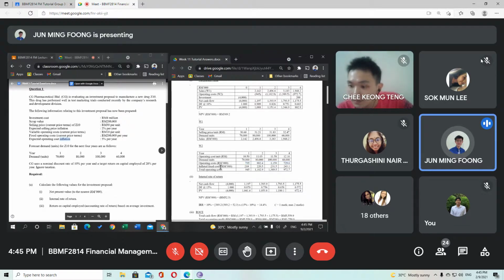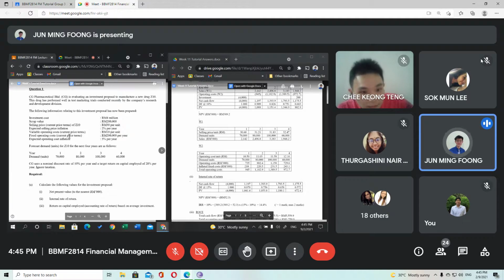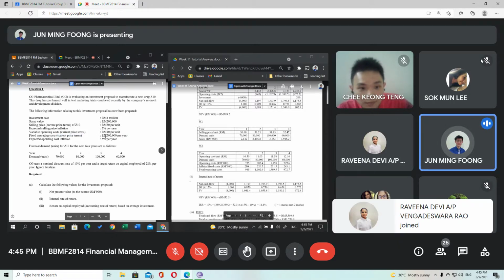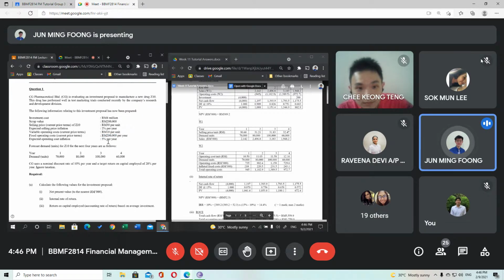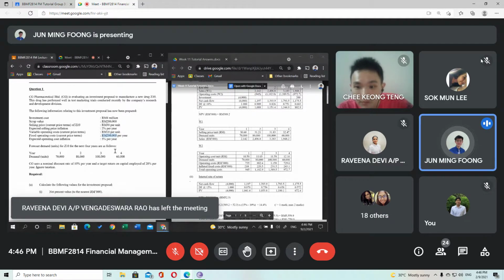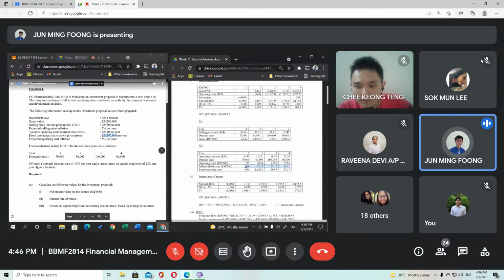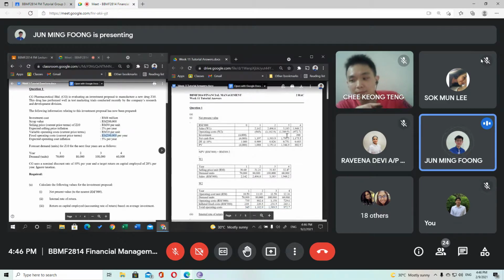And then you need to add with the fixed cost. Fixed cost also, due to the inflation of 5% for each year, we have to times 1.05. We take this 200,000 ringgit times 1.05 for every year. So the total operating cost will get this figure, and we plug in to the net present value table.